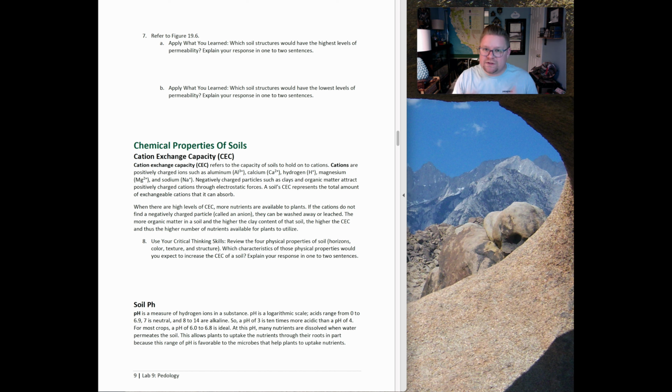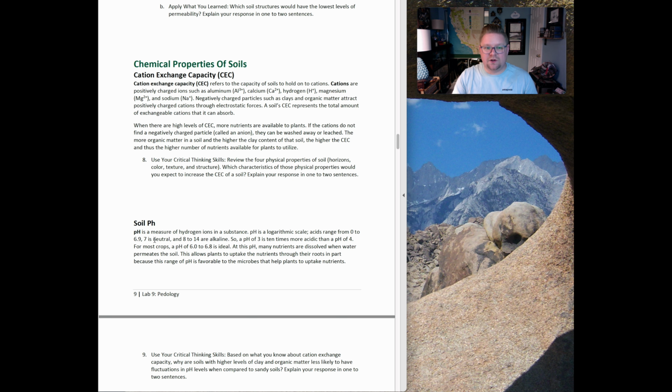So you're going to work through some of this, again, working through your critical thinking skills. Review the 4 physical properties of soils: the horizon, the color, the texture, and structure. Which characteristics of those physical properties would you expect to increase the CEC of a soil, or that cation exchange capacity? Explain your response in 1 to 2 sentences.